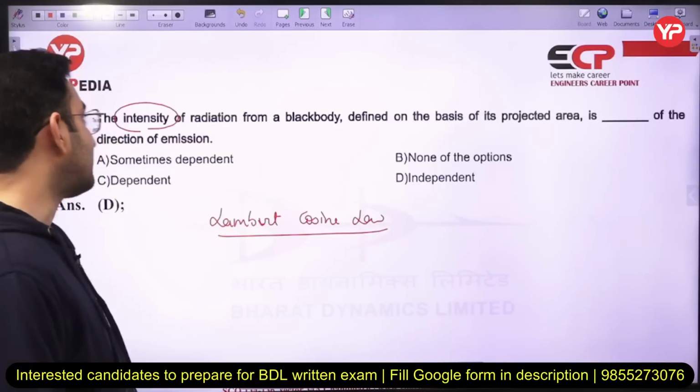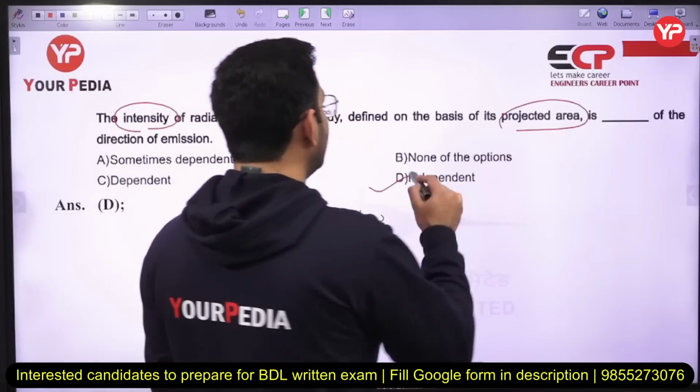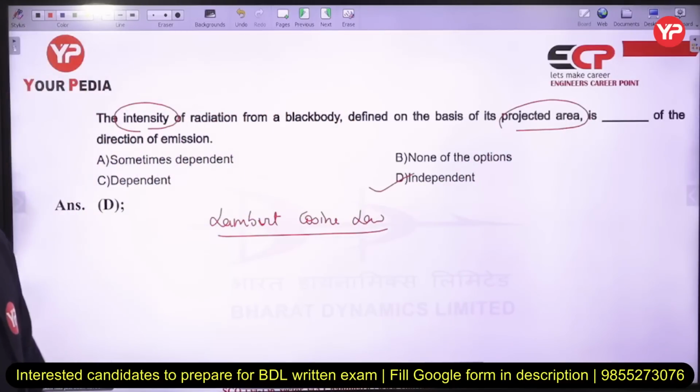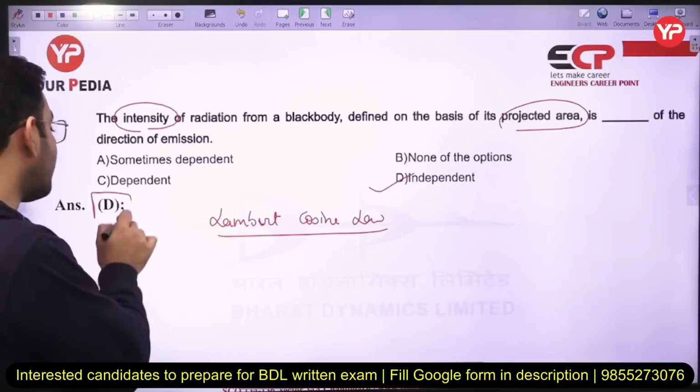So that is why we can say the intensity of radiation is defined on its projected area and is independent of the direction of the emission here. So option number D is going to be the correct answer. Just make sure this answer is given by the recruitment agency here.